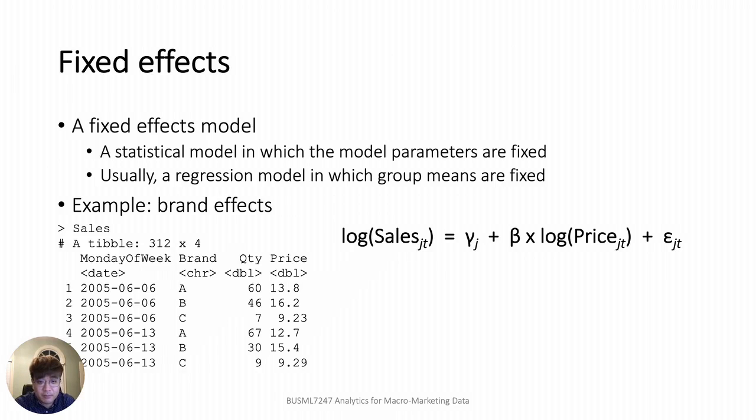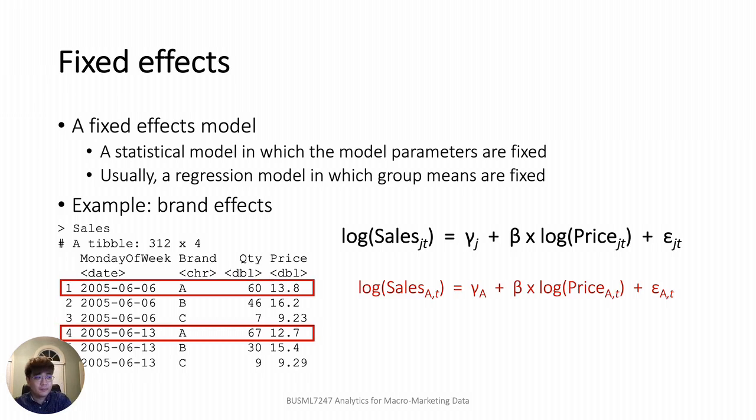A fixed effects model assumes that the mean or baseline sales varies across the brands. Here we have two subscripts, J and T. J denotes brand and T denotes time. Then the baseline, denoted gamma, varies across the brands. That's why gamma has subscript J, meaning that gamma is J-specific, that is, brand-specific.